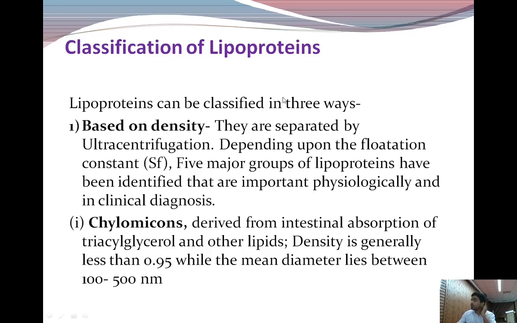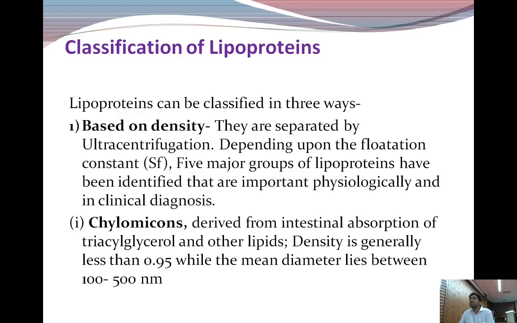The first group of lipoprotein under the classification based on density is chylomicron. Where does this chylomicron come from? Chylomicrons are generally derived from the intestinal absorption of triacylglycerol and other lipid. So chylomicron will form generally in the intestine. Its main constituent will be the absorbed triacylglycerol and other lipid, whatever we are eating.